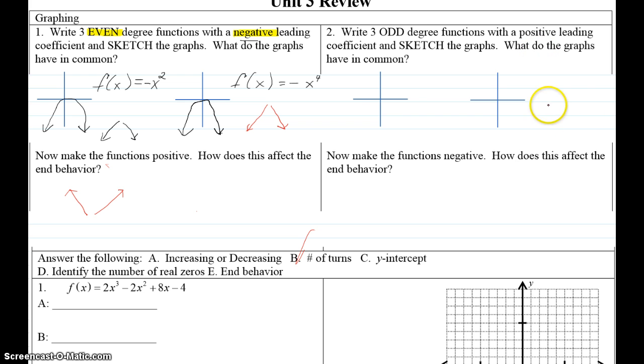For a, odd degree, so again I'm only going to draw 2. So draw an odd degree function with a positive coefficient. So we could use f of x equals x cubed, so just a basic cubic. And let's do f of x equals x to the 5th. So it's going to look like this, a little bit flatter there.